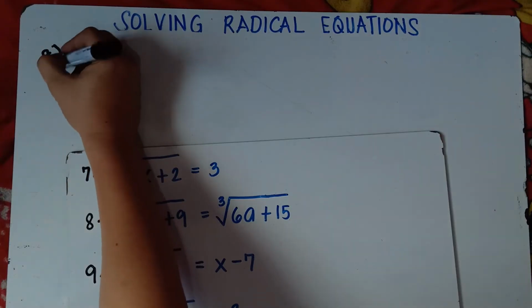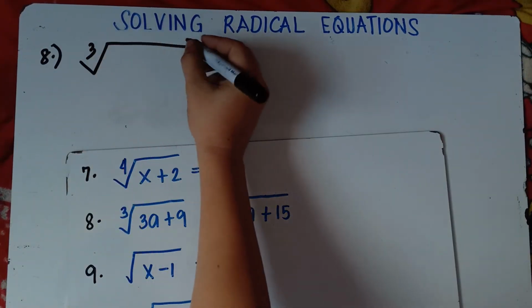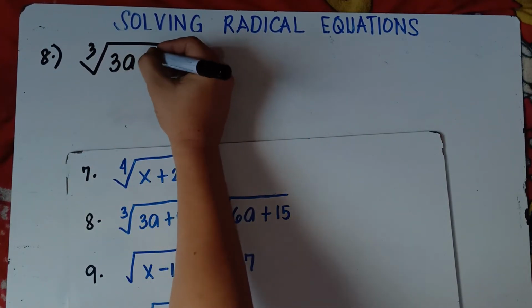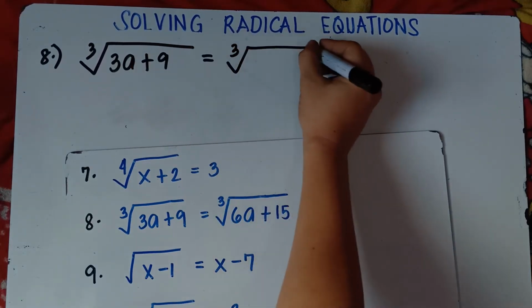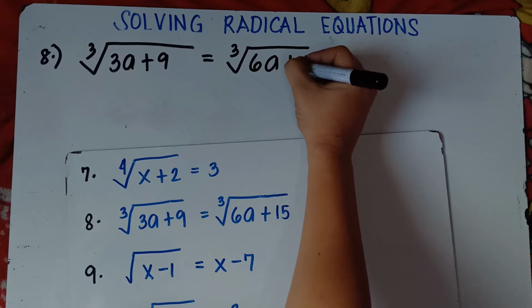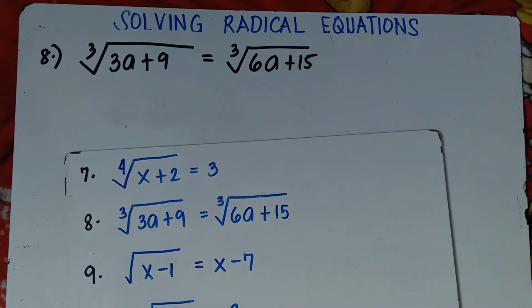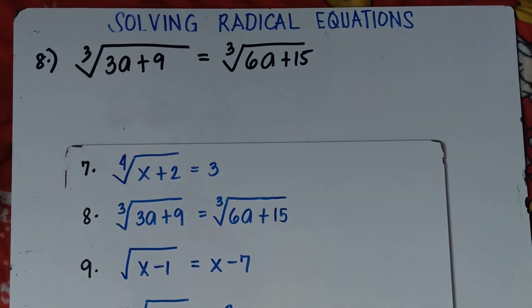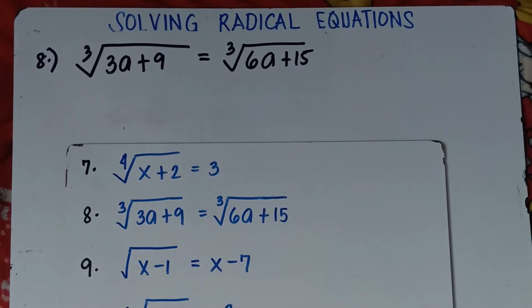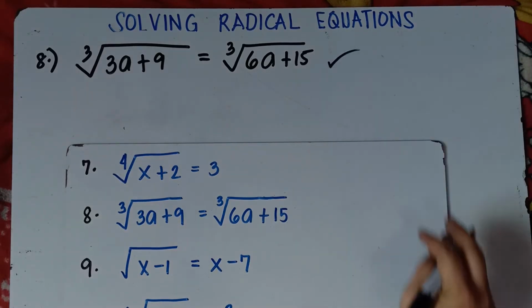Number 8: cube root of 3a plus 9 equals cube root of 6a plus 15. You try this one, class, and put your answer in the comment section down below. Let me check, class, if you really understand our topic on solving radical equations.